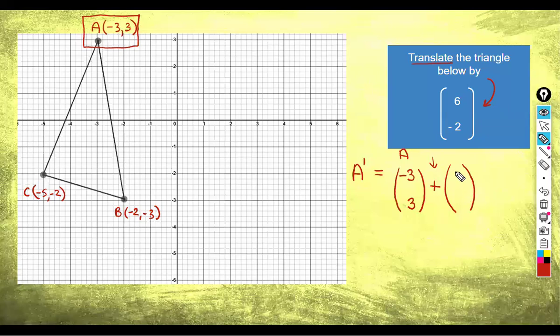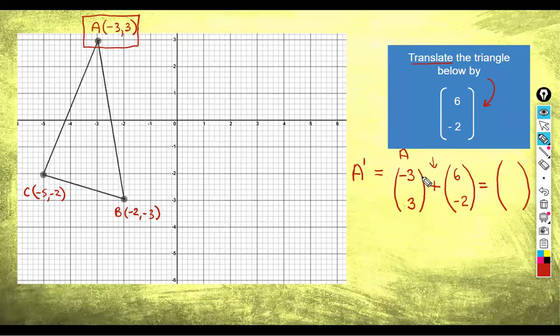How much is the translation? 6, minus 2. And if you work this out, you will get A prime. You add the top to the top, you add the underneath to the underneath. Now, this is where the work from Saturday class, the Form 1 and Form 2 class, comes into play, right? Remember, I invited everyone in this class today, Saturday maths class, so they can learn the basics in addition and subtraction of positive and negative numbers.